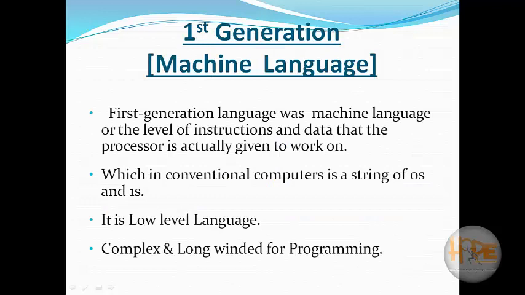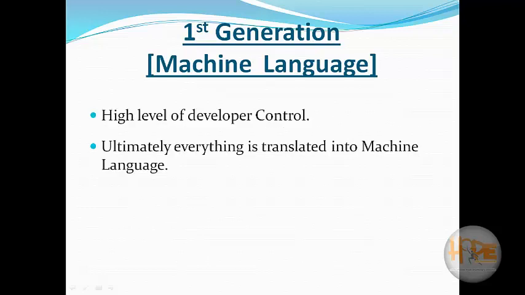Now, first generation. First generation language was machine language, or the level of instructions and data that the processor is actually given to work on, which in conventional computers is a string of zeros and ones. It is a low-level language. It is complex and long-winded for programming. It has a high level of developer control. Ultimately, everything is translated into machine language in this generation.